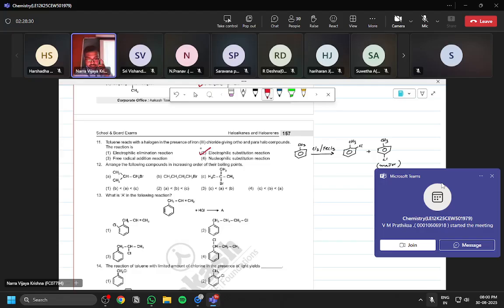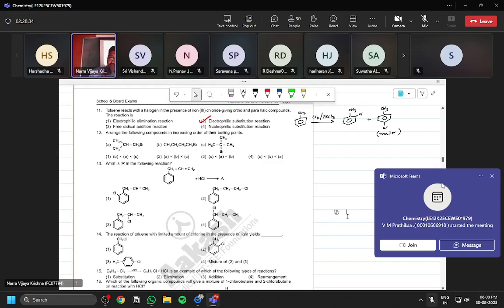Next one. Arrange the following compounds in increasing order of their boiling point as chain length increases. Boiling point increases. All are isomers or not? 4 carbons, 4 carbons, 4 carbons. So which is having the highest? So B greater than A greater than C. So B, A, C. Correct?